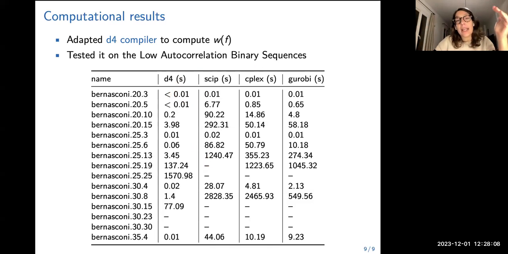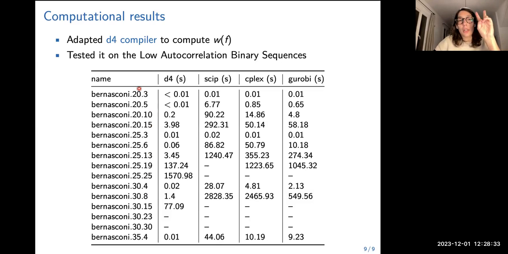And what we see is that basically for all the instances, the D4 compiler is much faster. Whenever we go into timeout, the other ones do too. Oh yeah, and we tested it also on the other instances, but for the sake of space, I didn't put them. But also for the bigger instances, we see the same trend.